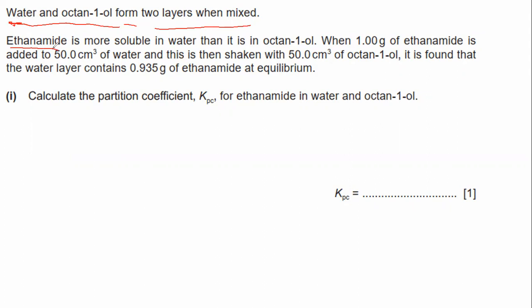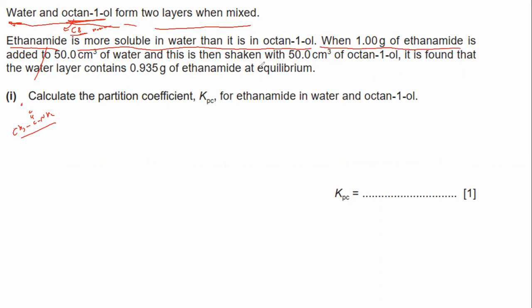Ethanamide, guys, by the way, octane-1-ol, we have C8. We have 8 carbons in this compound. This is non-polar because it has a very long carbon chain. Ethanamide has this formula, CH3CONH2, and is more soluble in water than in octane-1-ol because this compound is polar, water is polar, so like dissolves like.